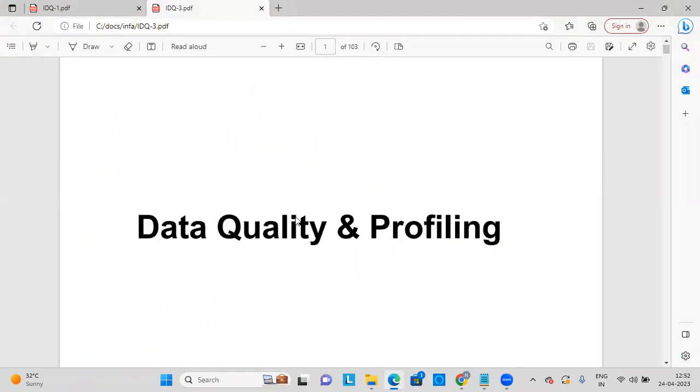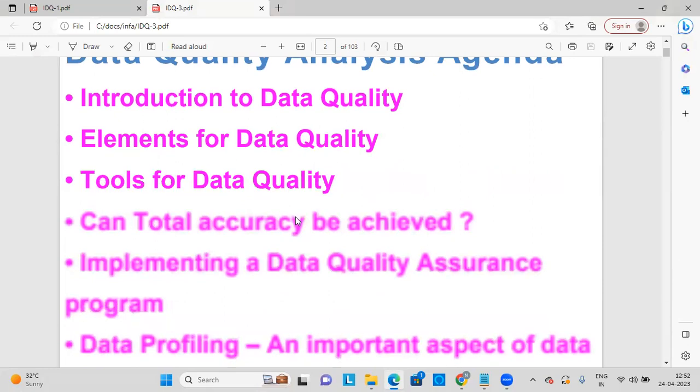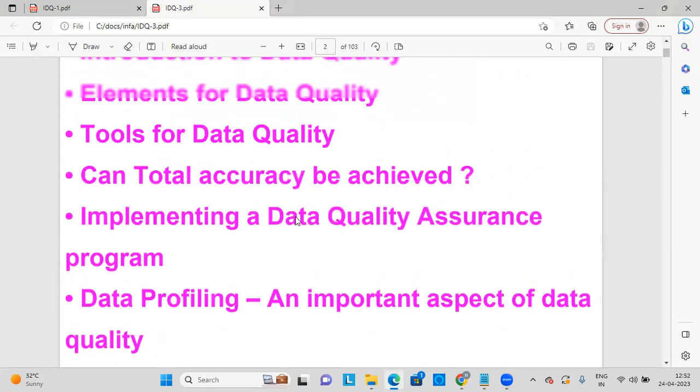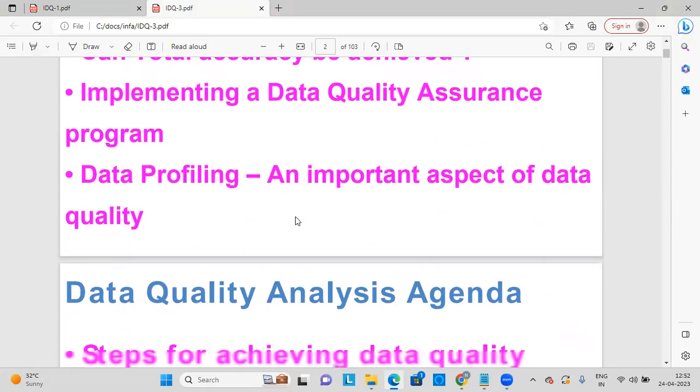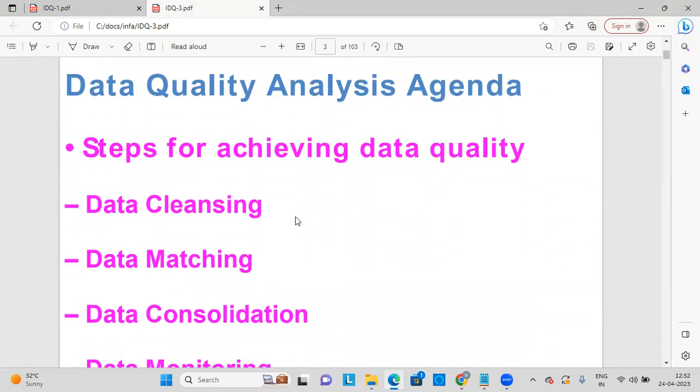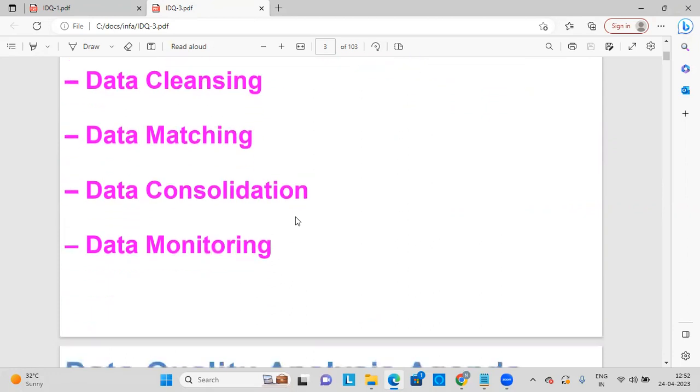So can you see here? This is one of the good presentations where you can see very detailed information on how to identify quality issues, how to fix them, and what are the different techniques that we can adopt so that we can come up with a precise solution.